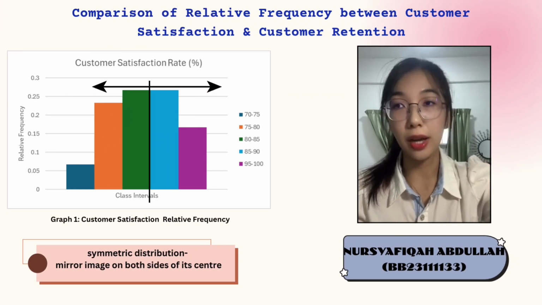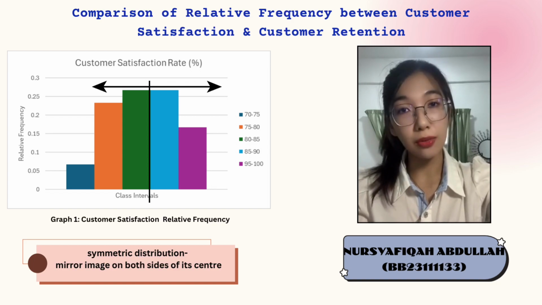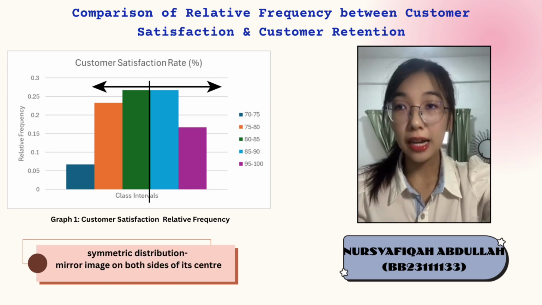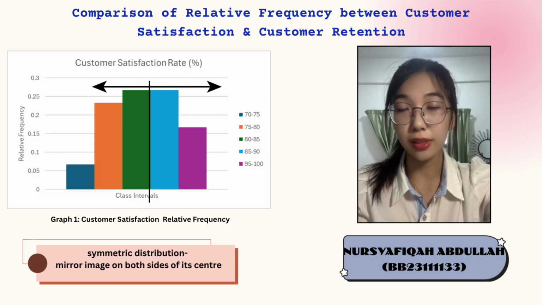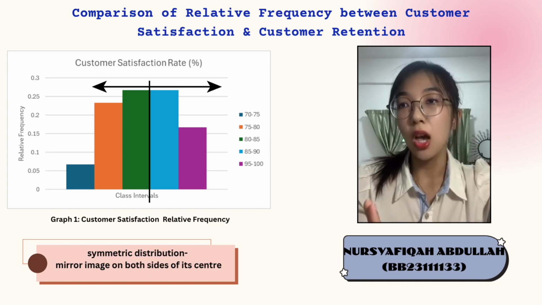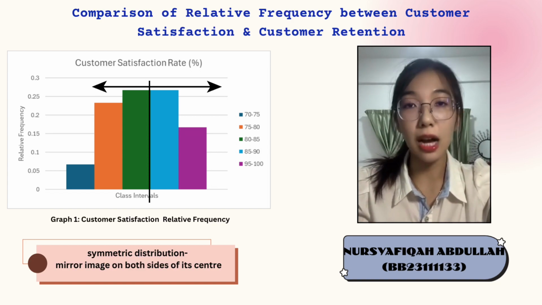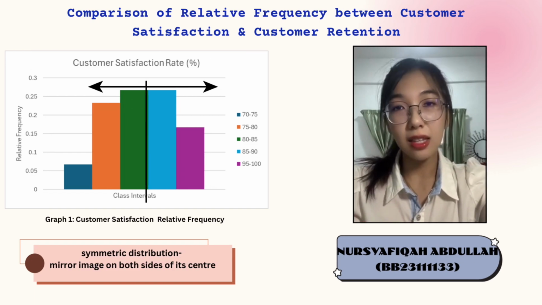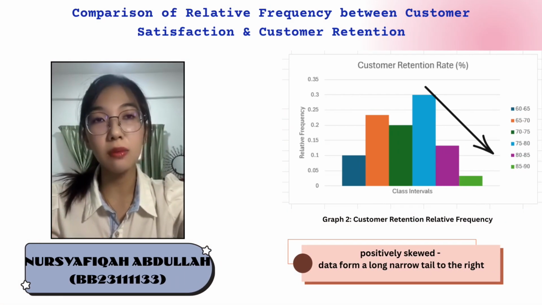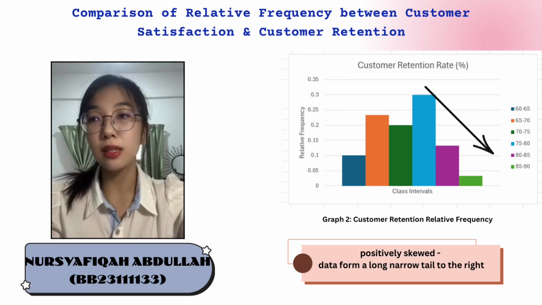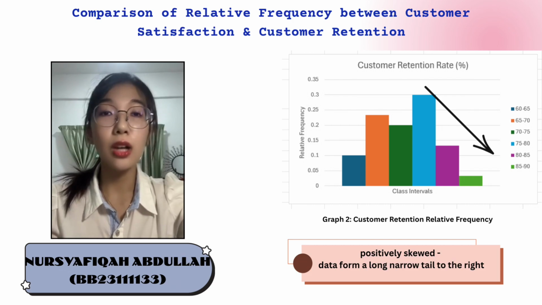using the histogram bars. On the left, customer satisfaction shows a symmetric distribution where the highest bars are in the middle intervals, as you can see here, and the left and right sides mirror each other. This shows that satisfaction levels are fairly balanced, with most responses falling in the 80 to 90 range.